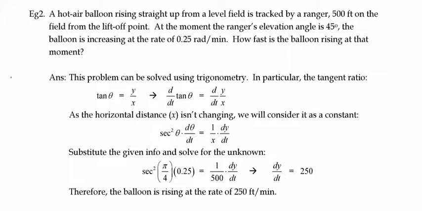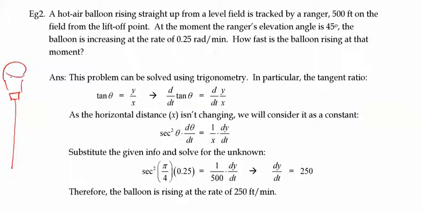Many word problems in related rates involve setting up an equation that we know in the past, like in example 1, working with the volume of a cube, or sometimes it may involve setting up a right triangle. Here in example number 2, a hot air balloon rising straight up from a level field is tracked by a ranger. So here is the path of the hot air balloon.